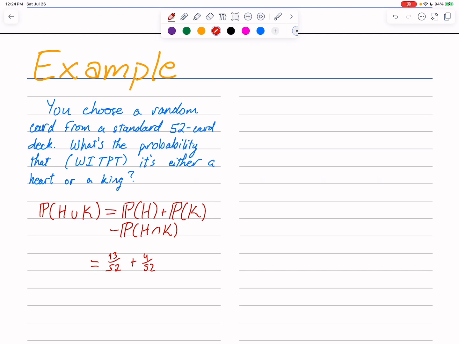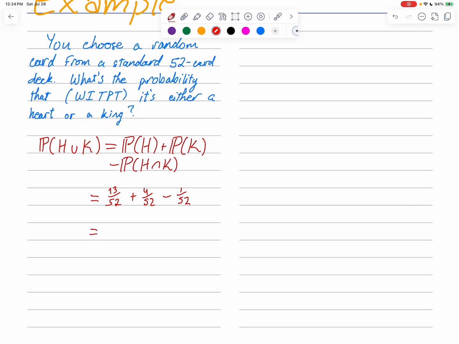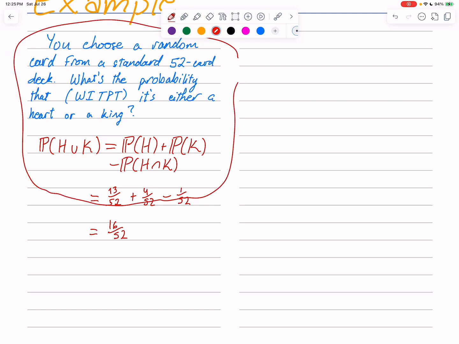Now let's talk about that intersection. How many cards are there that are both a heart and a king? Well, there's just one, the king of hearts. So we're going to subtract 1 out of 52. And when we simplify that, 17 minus 1 is 16, so 16 out of 52, which we could then simplify. I think you could cancel a factor of 4 or something like that. But whatever, once it gets down to calculating numbers, I lose interest in the problem. The most interesting part is knowing how to analyze the problem.